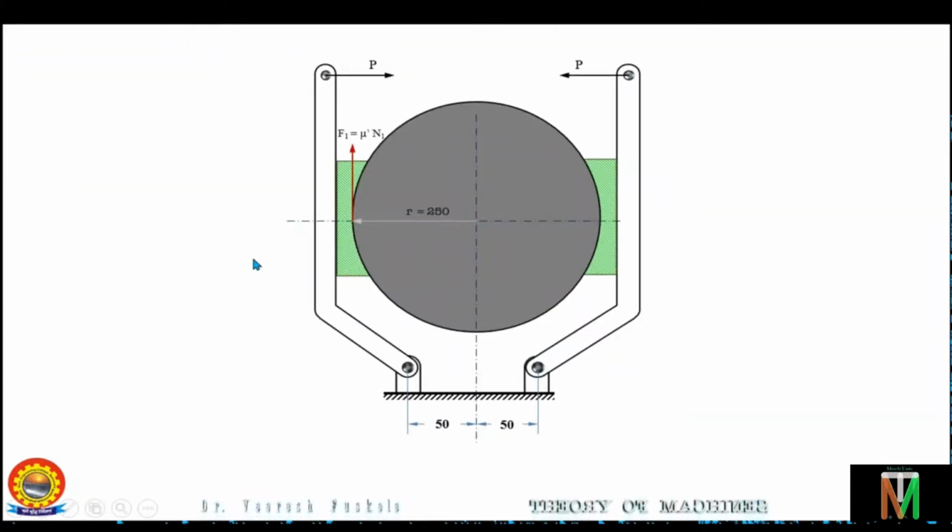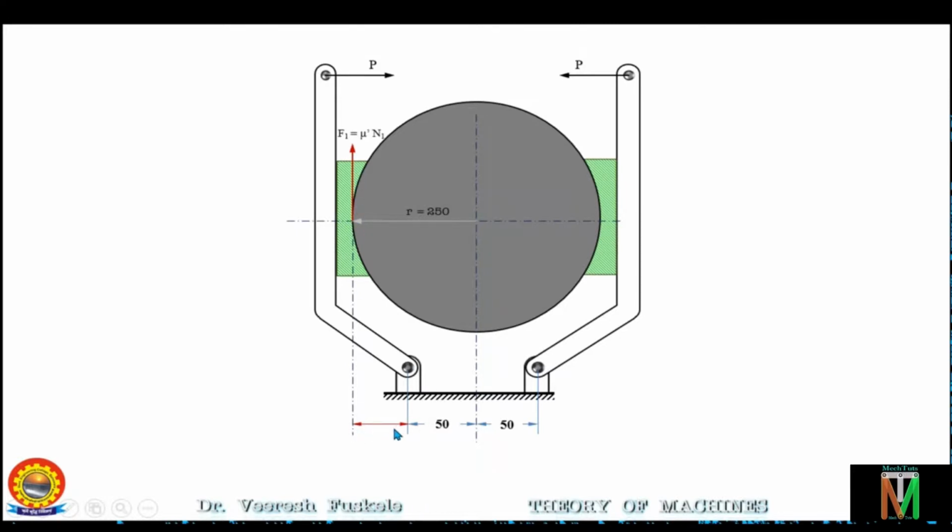So this is the condition given. Now this diagram seems to be in the scale. This is 250 mm and this is 50 mm. This is the force F1 which is acting at this point, and we have to find the distance of the line of action of this force from this fulcrum point O1. So this is the line of action of the force F1 and we have to find this distance.